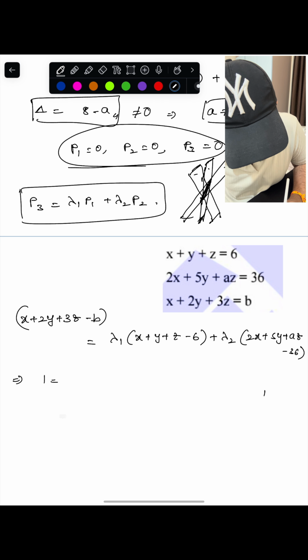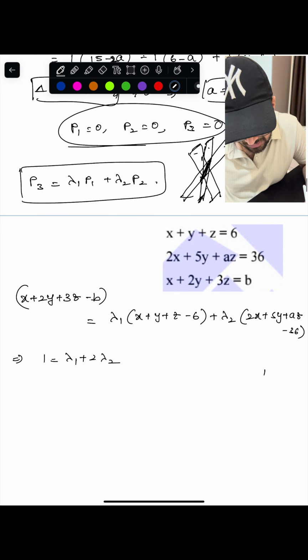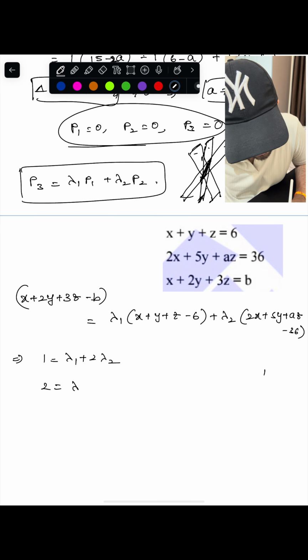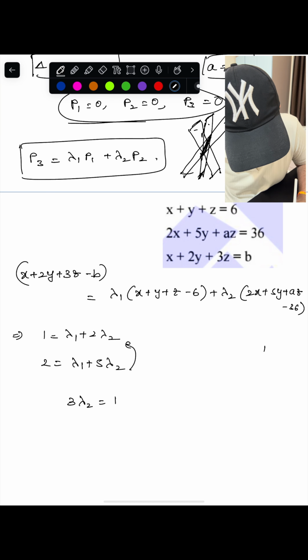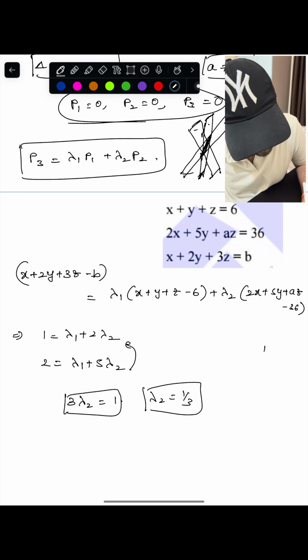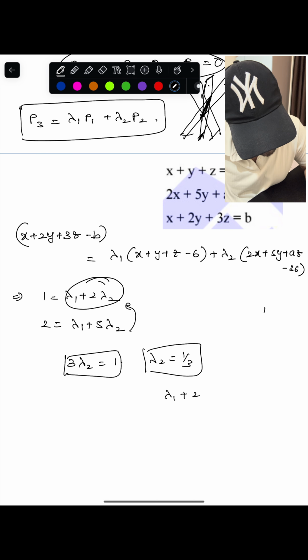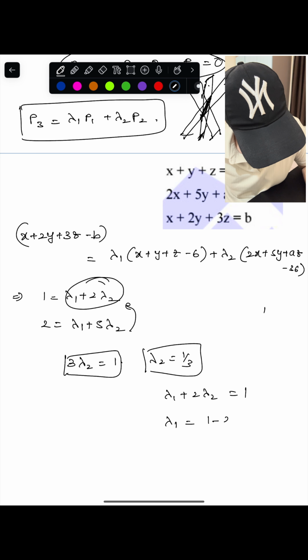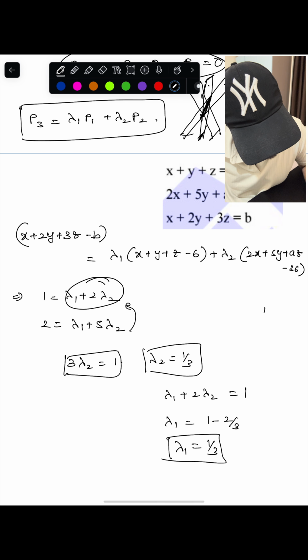Now 1 equals lambda 1 plus 2 lambda 2. You got this one, right? And 2 equals lambda 1 plus 5 lambda 2. If you subtract these two, clearly 3 lambda 2 equals 1, so lambda 2 is 1 by 3. Now if I substitute in one of the equations, lambda 1 plus 2 lambda 2 equals 1, so lambda 1 equals 1 minus 2 by 3, that means lambda 1 is 1 by 3.